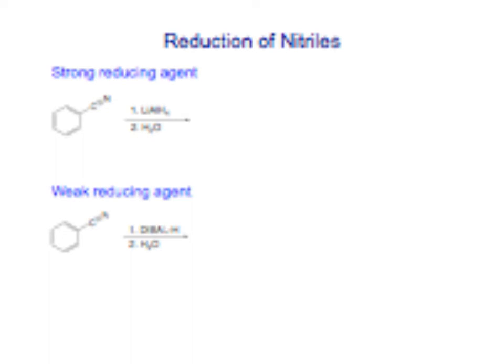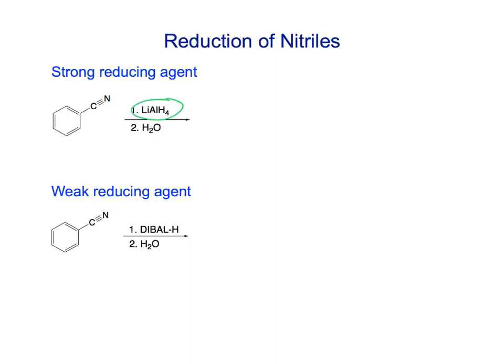Spooky action. We can reduce nitriles. If we reduce them with a very strong hydride reducing agent, like lithium aluminum hydride, it will reduce the nitrile all the way to an amine. So we add 2 hydrogens here and 2 protons onto the nitrogen. Okay?